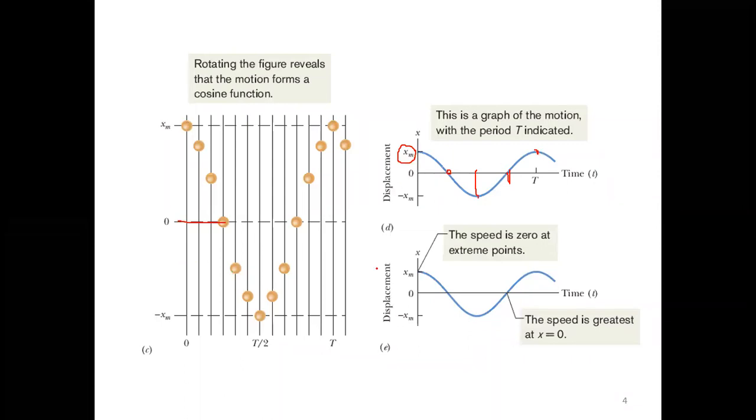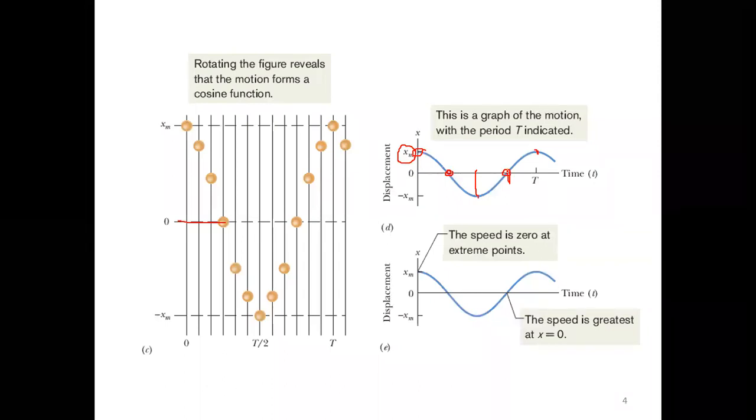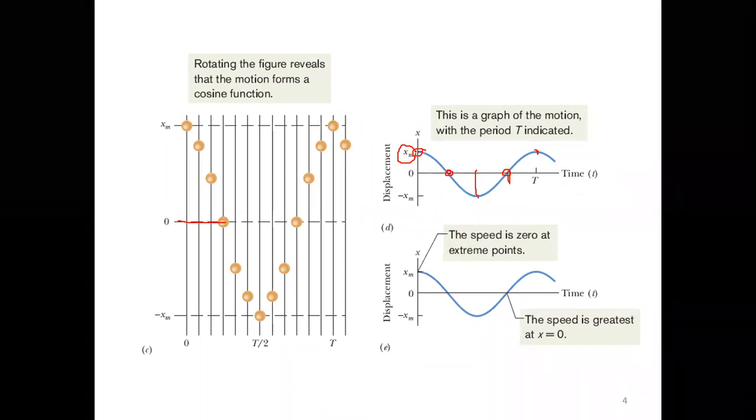In the first figure, we have seen the displacement as a function of time. What about the speed? The speed is 0 here, and speed is maximum here, and also speed is maximum over there. So speed is greatest at x equal to 0, and speed is 0 at the extreme positions, here, there, and there. At the extreme position, that means at the position of maximum displacement, that is the amplitude, its velocity is 0.